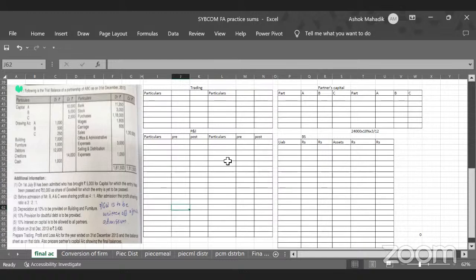Today I'll be teaching you final account sums, but in this there will be admission of partner. Okay, and the partner is admitted during the year. So this is a unique case. You all are aware about final accounts. It has a trading account, P&L account, partner's capital account, and balance sheet, right?